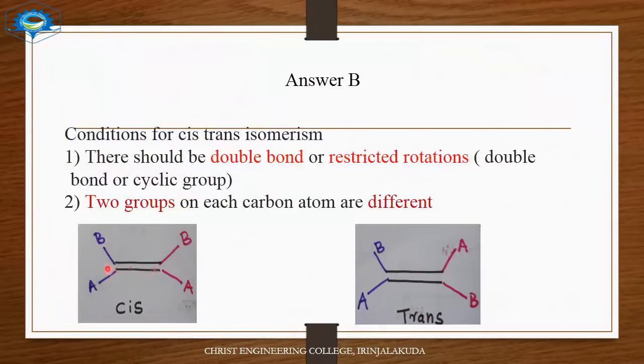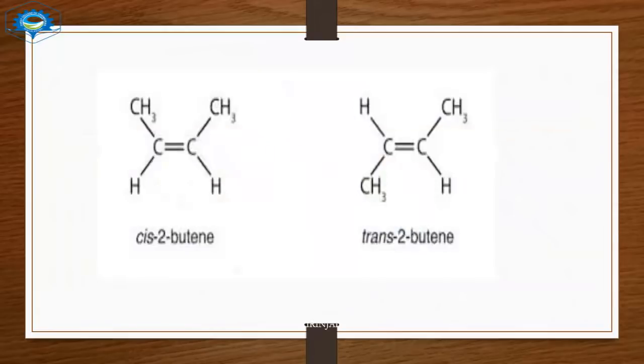So in this figure we can see this is cis. It contains a double bond and one carbon contains two different groups, A and B. This carbon also contains two different groups, A and B, and similar groups are on the same side, so we call it cis. In the case of this one, similar groups are on opposite sides, so we call it trans.